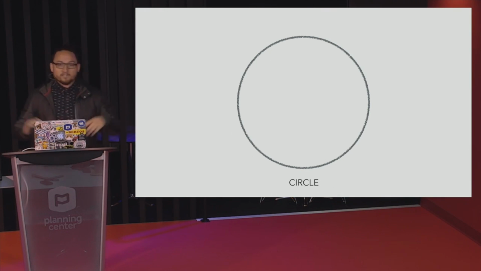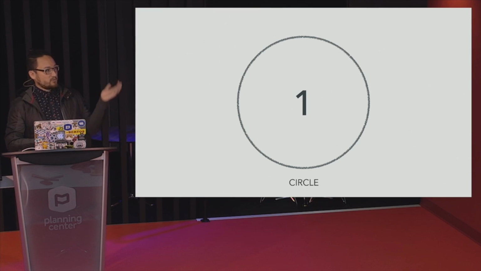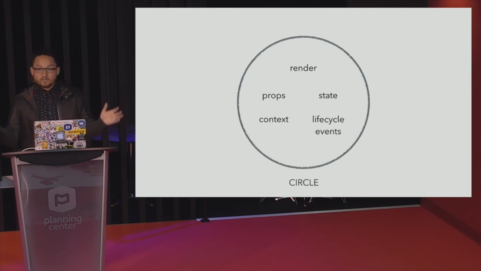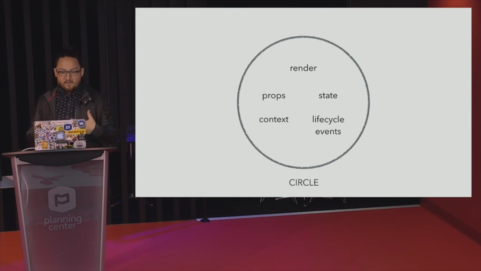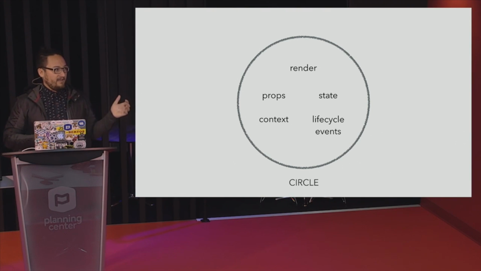Okay, so we're going to start with circle. When you install React for the first time, you don't get a lot, you get a circle. You get this one thing, and this is a component. A component is a circle. It's the one thing that you get when you npm install React. And that circle comes with a bunch of API stuffed into it. It renders stuff, you can deal with props and context and state and lifecycle events.